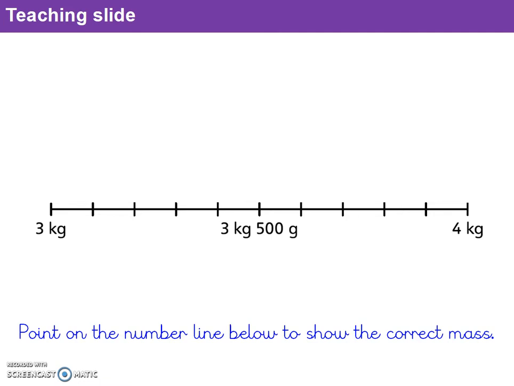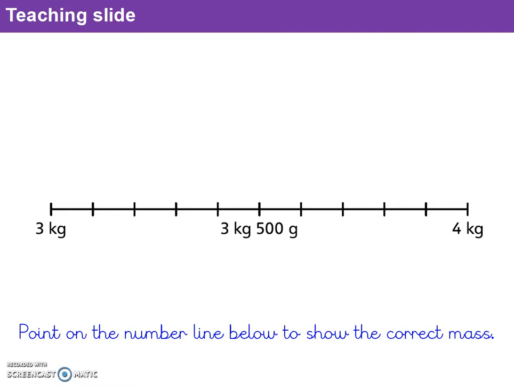And the first thing we needed to do was find the difference between two labelled intervals. And in this case we're going to look at the difference between 3 kilograms and 3 kilograms 500 grams. And the difference between that is 500 grams. Our second point then was to work out how many unmarked intervals are between those two labels. So in this case we've got 1, 2, 3, 4, 5.